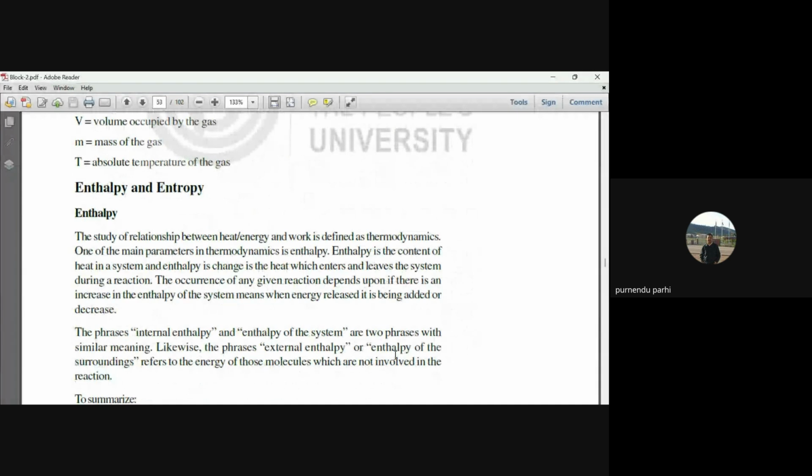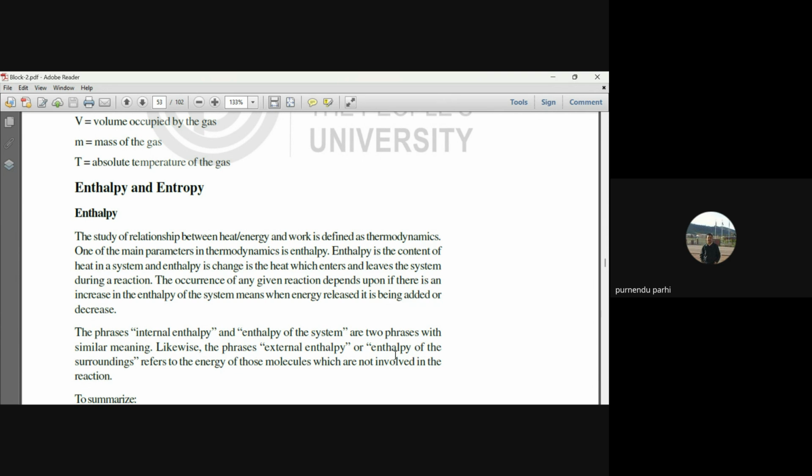Then enthalpy and entropy. The study of the relationship between heat energy and work is defined as thermodynamics. One of the main parameters in thermodynamics is enthalpy. Enthalpy is the heat content of a system, and enthalpy change is the change in the heat which enters and leaves the system during a reaction.